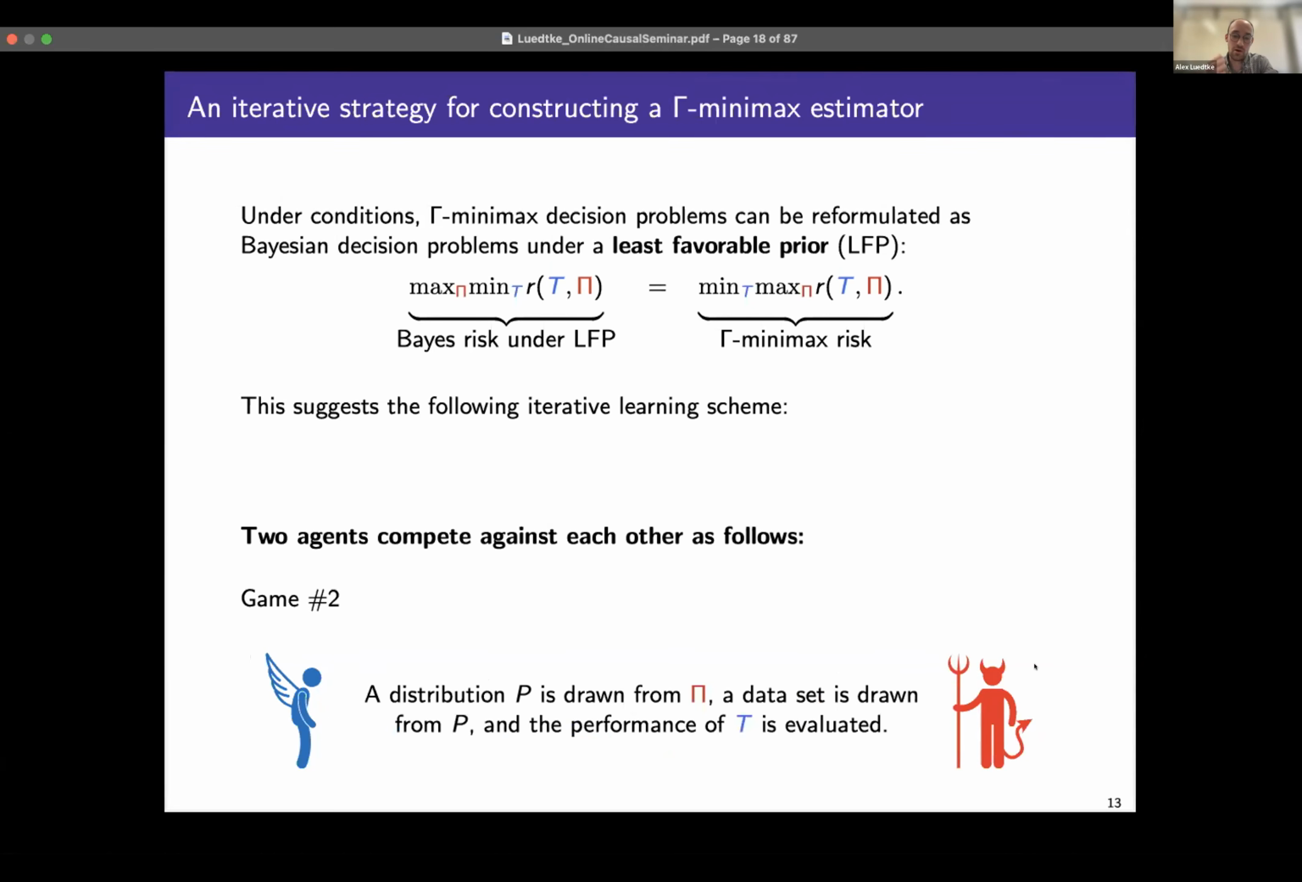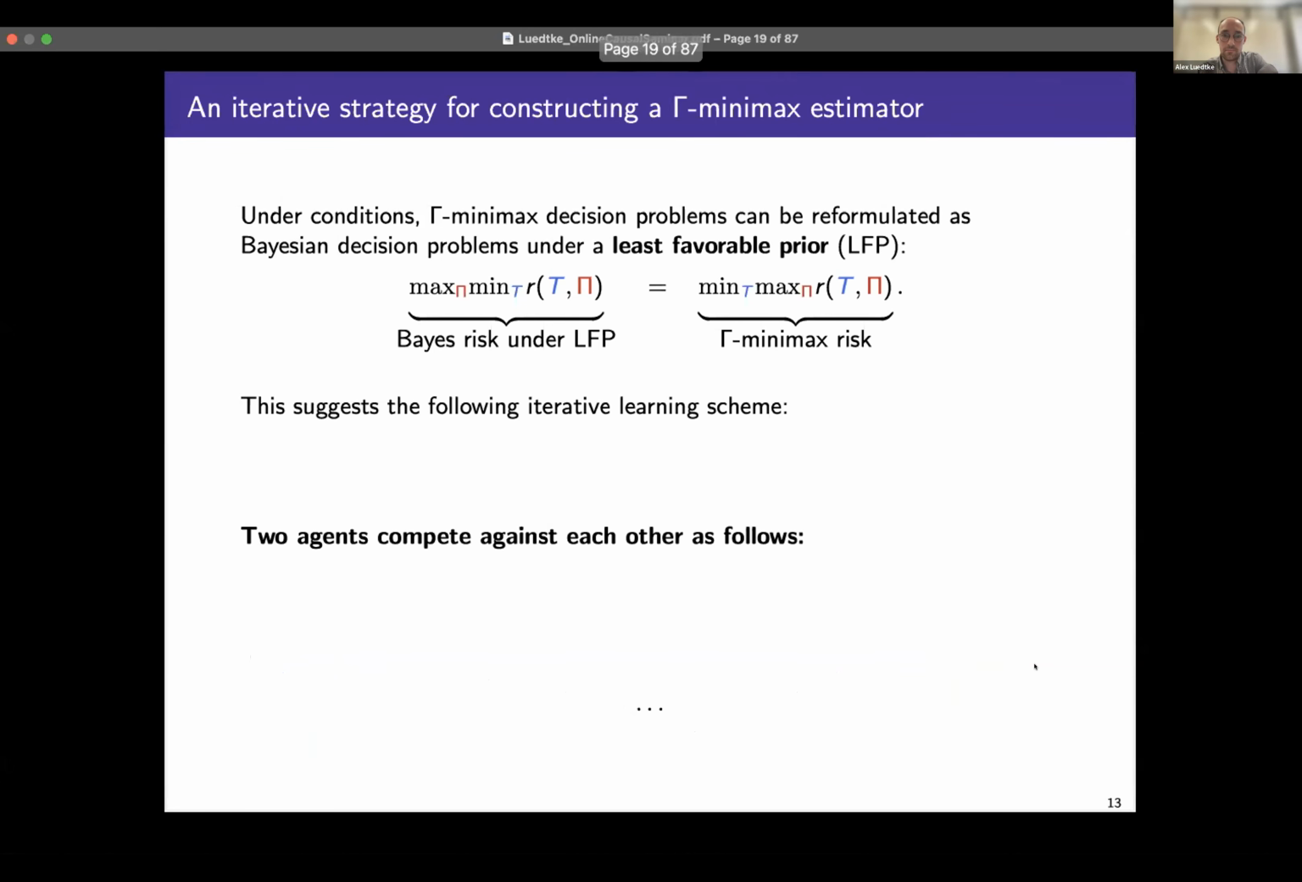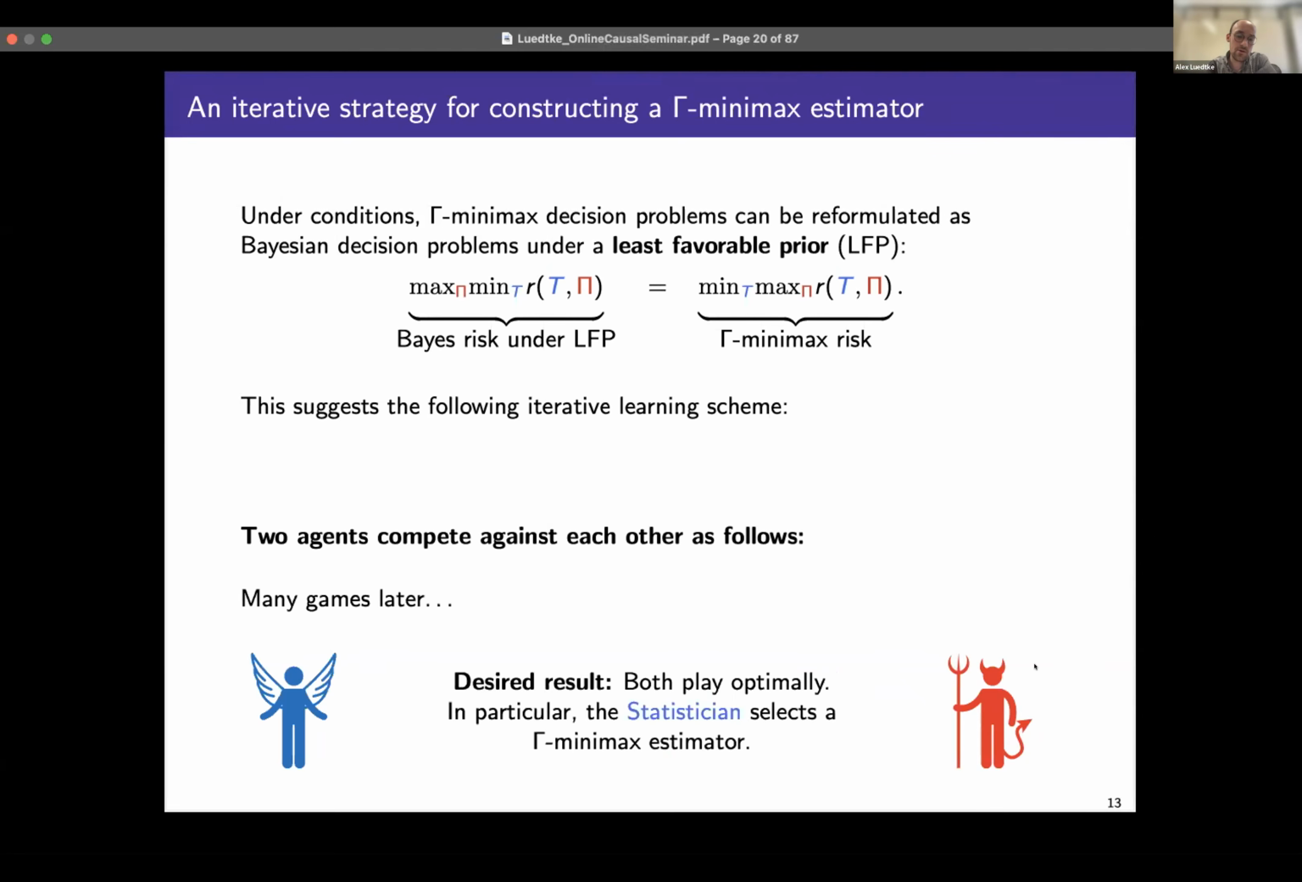So we're again going to draw a distribution from the prior, a data set from said distribution, and evaluate the performance of the estimator. We're just going to do this over and over again, repeatedly improving the two players' strategies, and then playing another game, evaluating the performance of the estimator yet again. The desired result is that after many games, both of the two players are going to be playing optimally. And in particular, in our case, we really want the statistician to select a gamma minimax estimator, or at least an estimator with small gamma maximal risk.